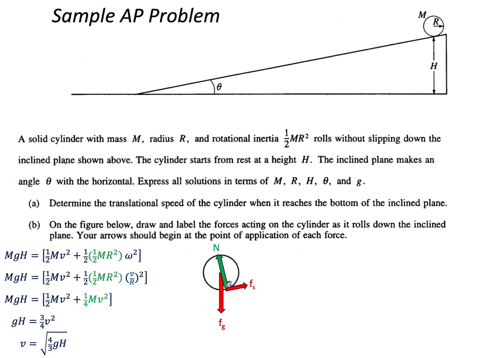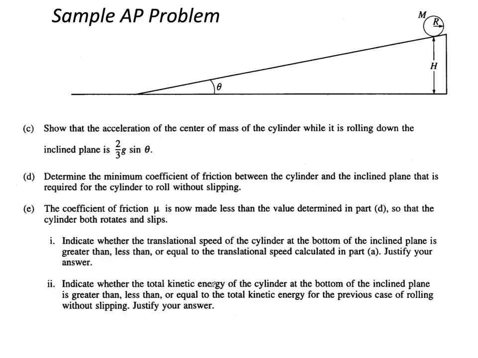It probably should be larger than that, but you get the idea. But there is a net force down the ramp and a net torque. Show the acceleration of the center of mass of this system while it's rotating is given by that. You could do at this point F equals ma and torque equals I alpha and solve these simultaneously and get this answer.